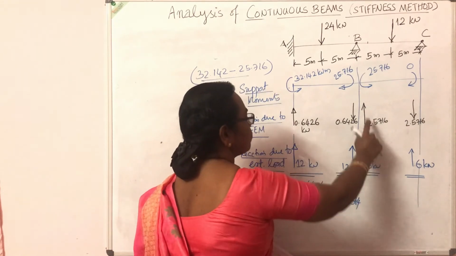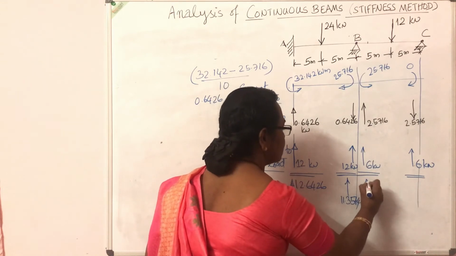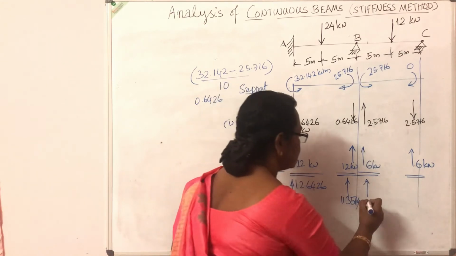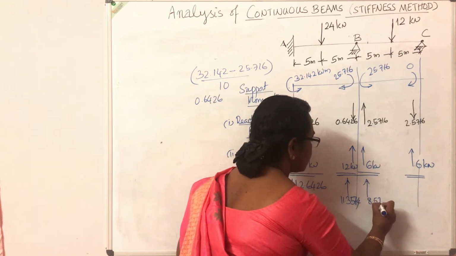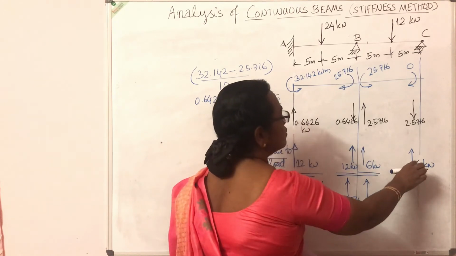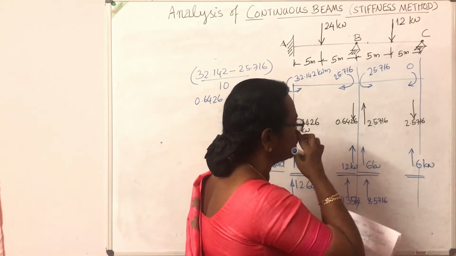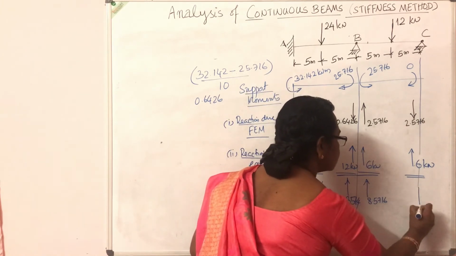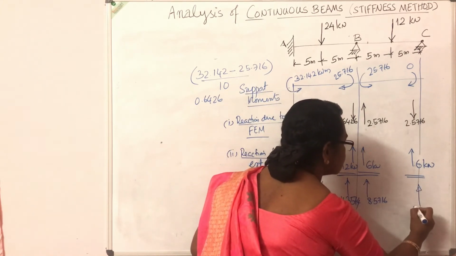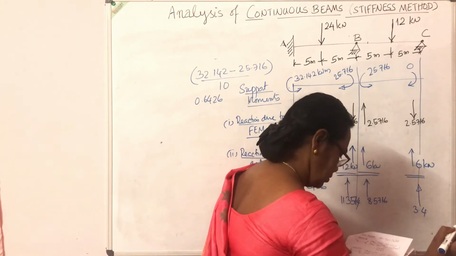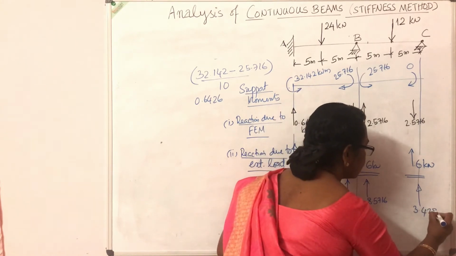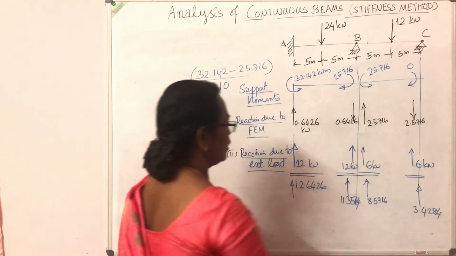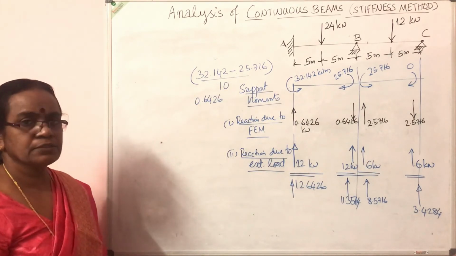Here 2.5 upward, 6 upward. So altogether it is 8.5716. Here 6 upwards, 2.5 downwards. So 6 minus 2.5, it is 3.4284. So these are the total support reactions.